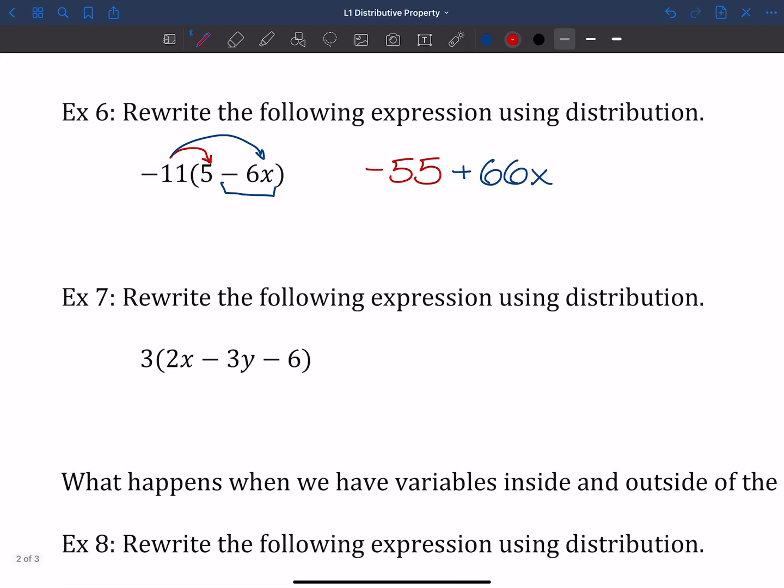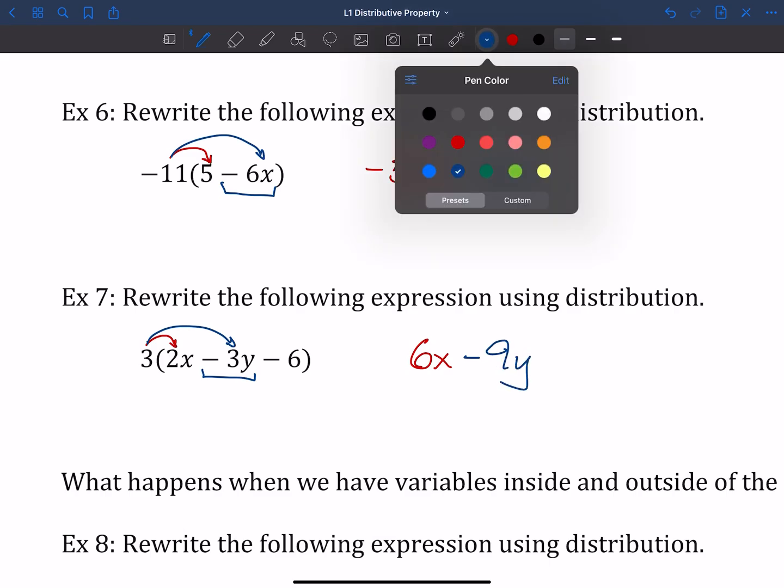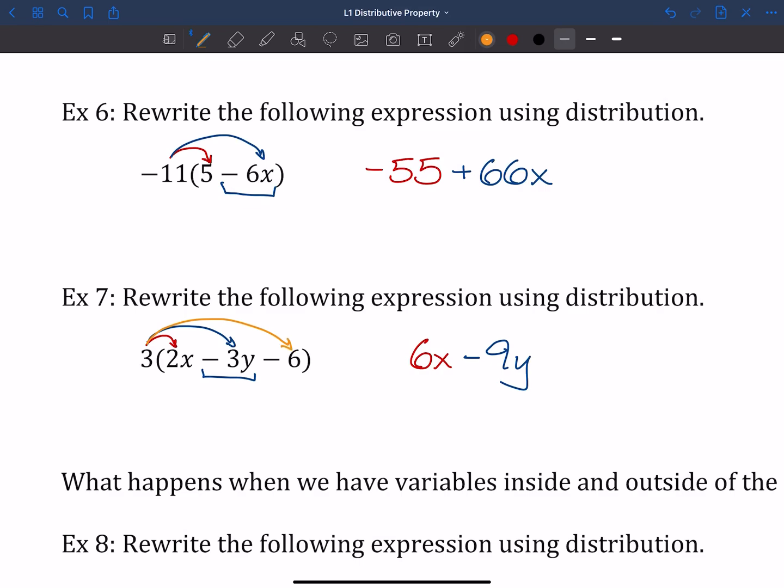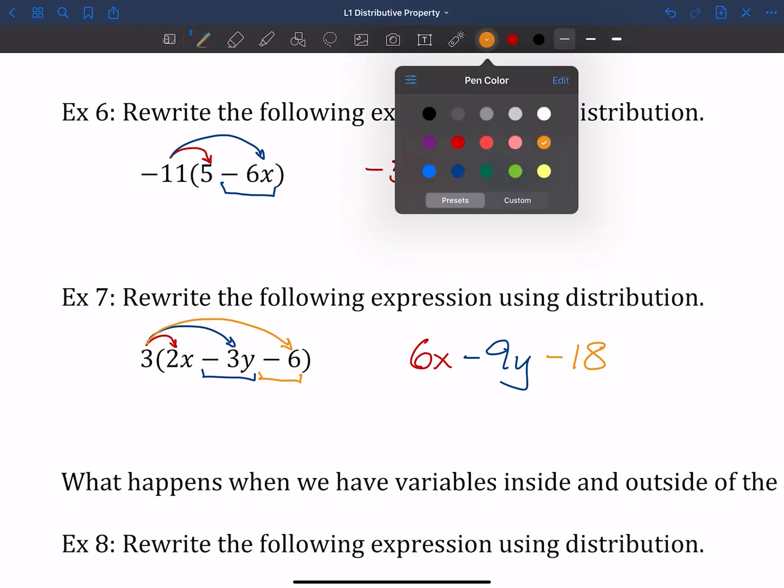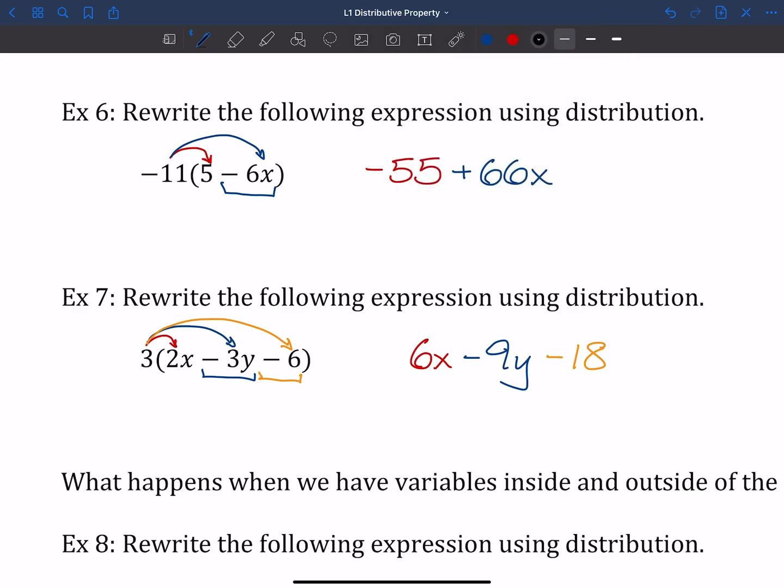All right, so hopefully you tried 7 on your own. What I'm going to do is this is 3 times 2x. So the 3 and the 2 multiply to give us 6, and the x comes along. We've got 3 times negative 3y. So 3 times negative 3 is negative 9, with that y hanging on for dear life. And then that last piece is 3 times negative 6, again grabbing the sign that comes in front of it. So 3 times negative 6 is negative 18, and that's where we get to. We get 6x minus 9y minus 18. Give yourself a pat on the back if you got that one right.